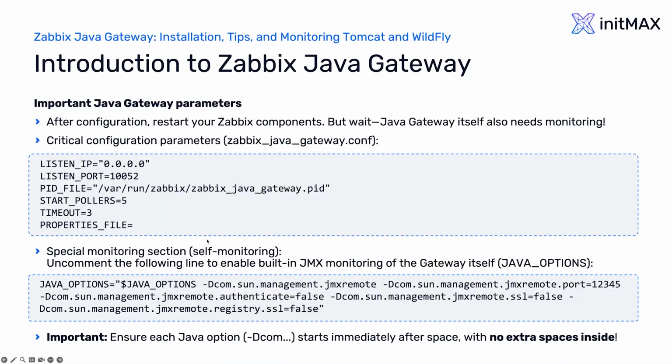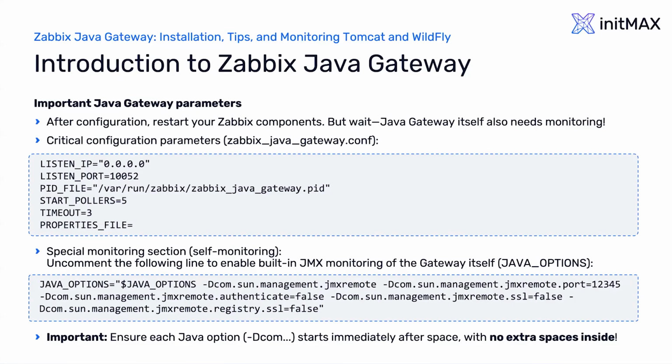Why I am saying be careful: it's important to ensure each Java opts -Dcom option starts immediately after a space with no extra spaces inside. This is also one of the most common mistakes that people make with the Zabbix Java Gateway. As you can see, it's basically a long line of quite nonsense if you're not so much into Java. And if you add an extra space in any place in the string, it's not going to work.